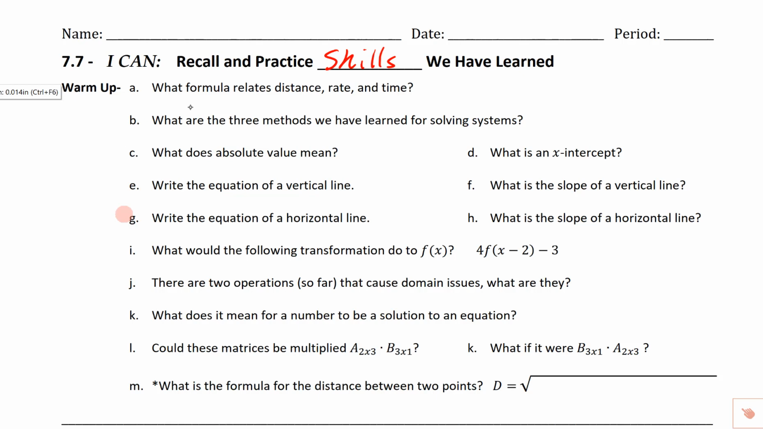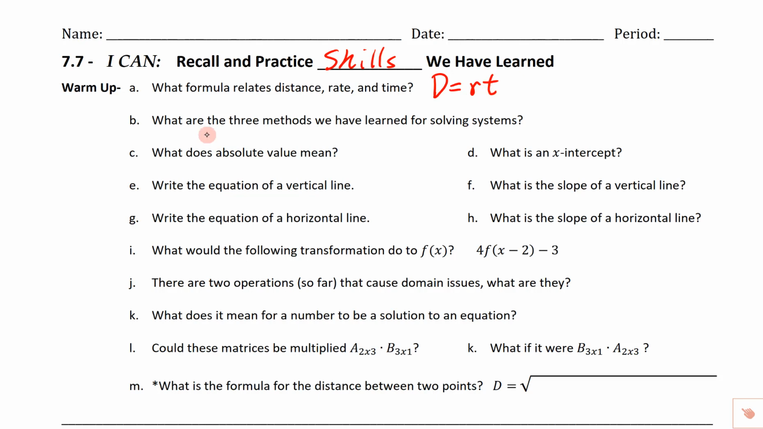So on the warm-up number 1, it says, what formula relates distance, rate, and time? Well, that one's pretty easy. It almost gives it to you. Don't forget this. Distance is equal to rate times time. D equals RT. So the distance that you go is how fast you're going, the rate of speed, times the time that you go that fast.